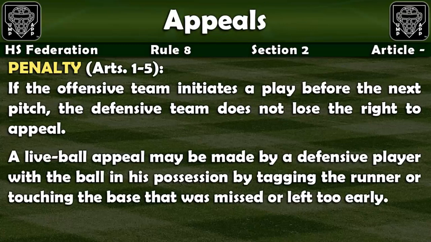Federation Rule 8, Section 2, Articles 1 through 5. Penalty: a live ball appeal may be made by a defensive player with the ball in his possession by tagging the runner or touching the base that was missed or left too early.